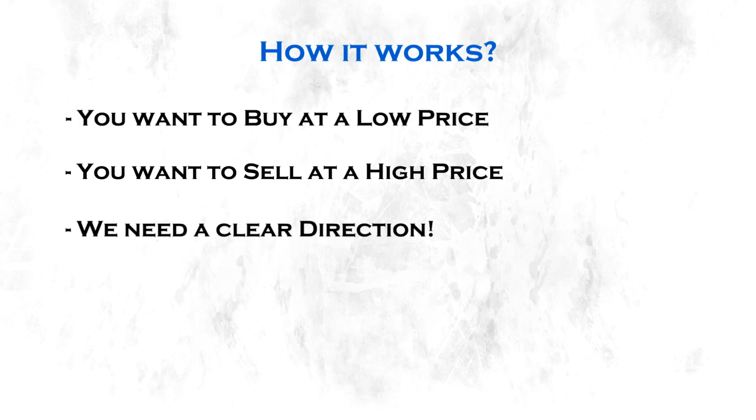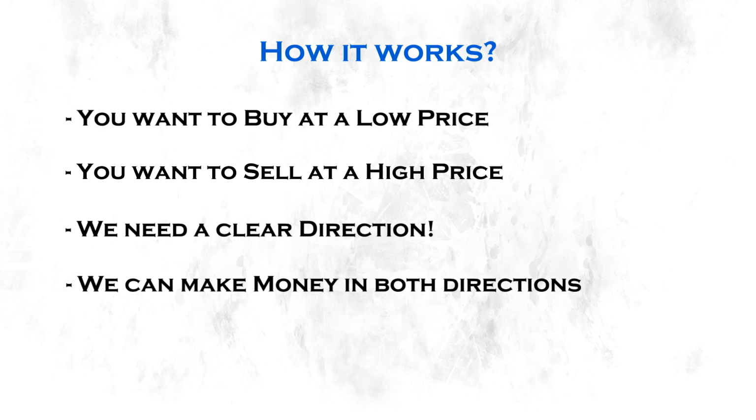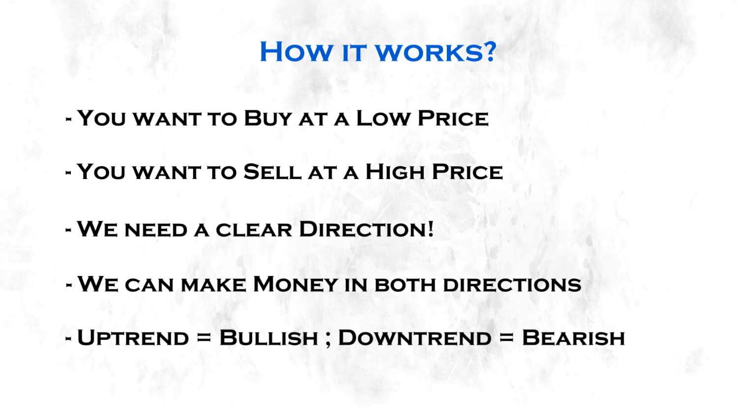The market has to move up or down, and we can make money in both directions if we are right. So when the market is trending upwards, we call it a bullish market, and when it's moving downwards, we call it a bearish market. That's all you need to know about how the markets work for now.